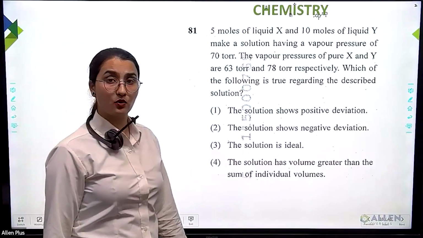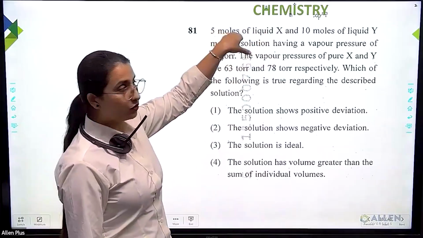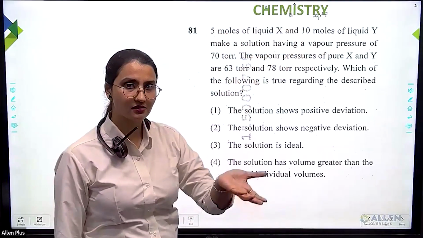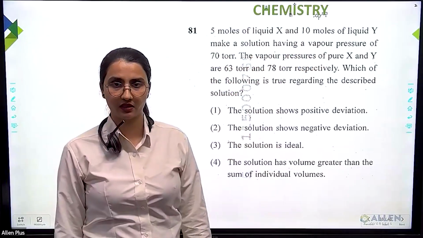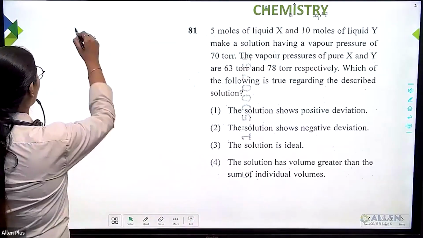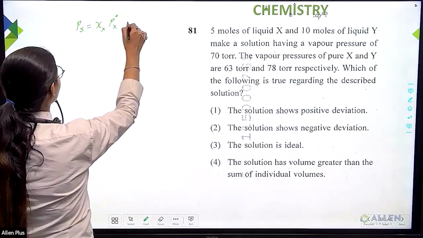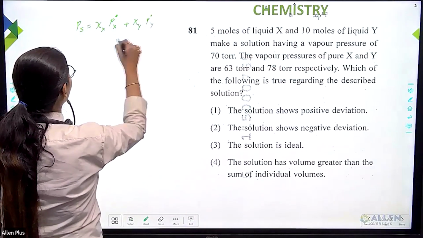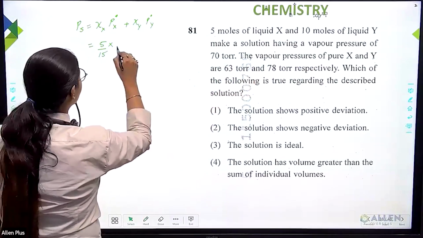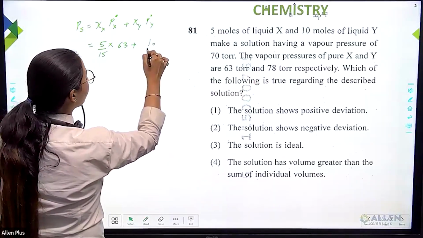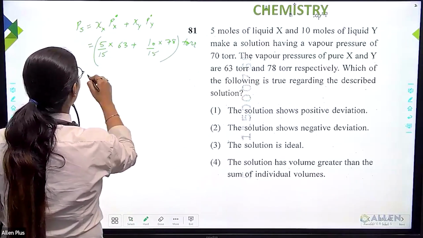So this is again from liquid solutions based on Raoult's law. What they have stated: liquid X 5 moles, liquid Y 10 moles, they are mixed. And it is observed the vapor pressure is this much, and the pure values they have given. So let's first calculate according to Raoult's law. What should be the PS value? PS is mole fraction of X times P naught of X plus mole fraction of Y times P naught of Y. Mole fraction is moles by total moles. It's 5 by 15 into 63 plus 10 by 15 into 78. The answer is in torr. So let's try to solve this.